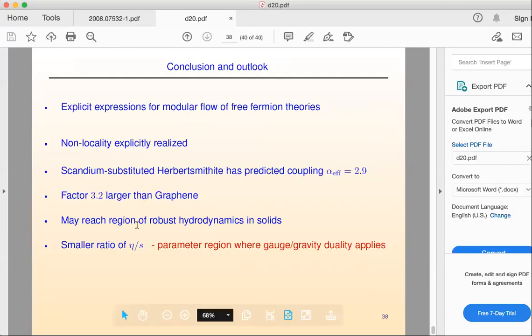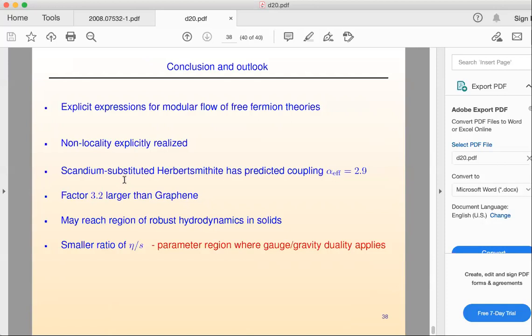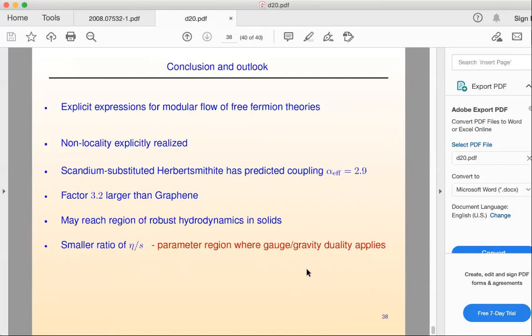And then I gave you this overview of a different project, which was a collaboration with my colleagues from the condensed matter department, where we proposed the scandium substituted Herbertsmithite to have an electron-electron coupling which is about a factor 3.2 larger than in graphene. And so this may reach a region of robust hydrodynamics in solids, and includes a smaller ratio of eta over S, such that we reach the parameter region where we may use gauge gravity duality and its corrections. Okay, so that's all I wanted to say. I hope you still have time for some questions, and thanks for your attention.